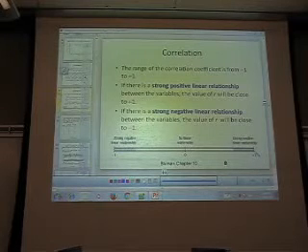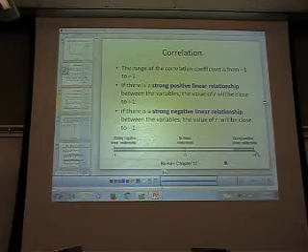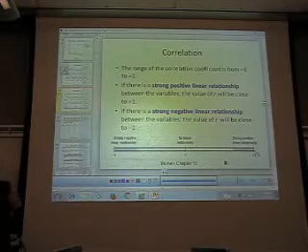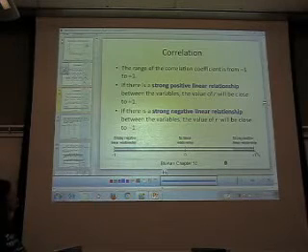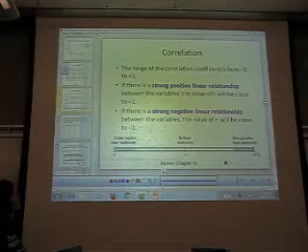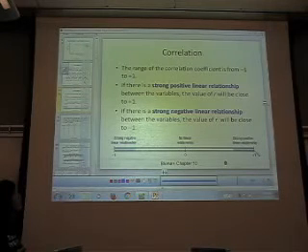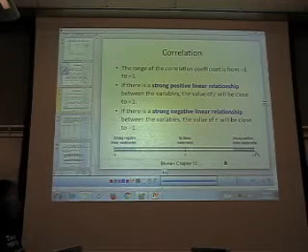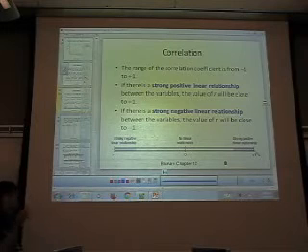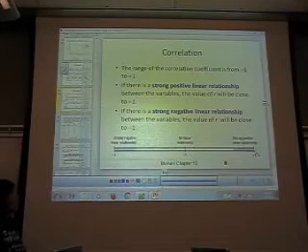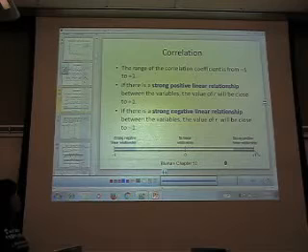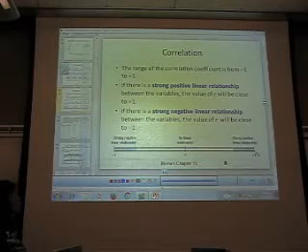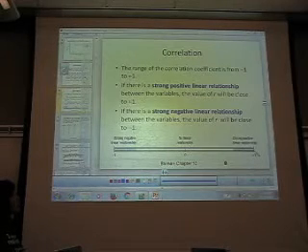How about Calvin? Go ahead. The range of the correlation coefficient is from -1 to +1. If there's a strong positive linear relationship between the variables, the value of r. No, that's regular r. Rho is that weird p thing. That's regular r. r will be close to +1. If there's a strong negative linear relationship between the variables, the value of r will be close to -1.